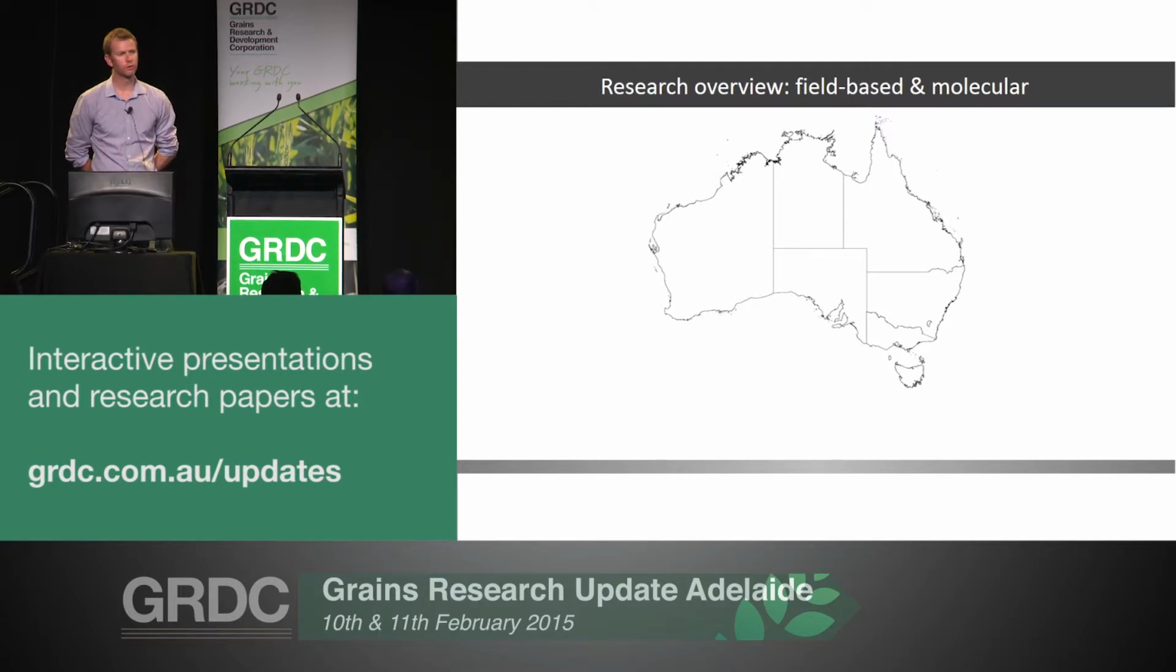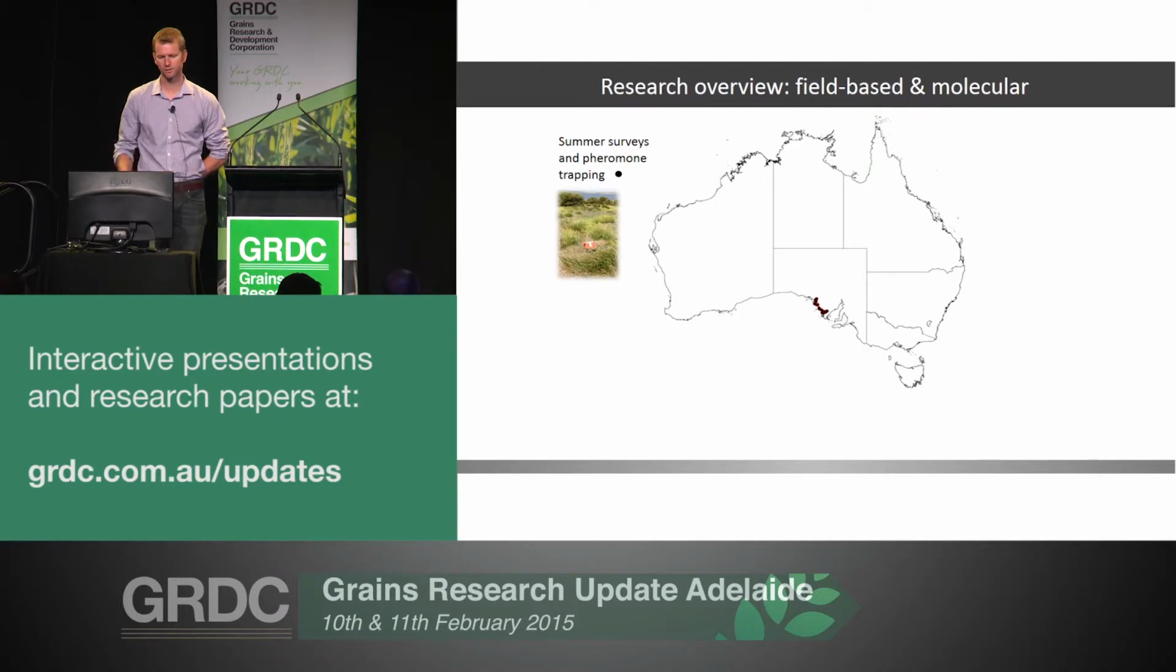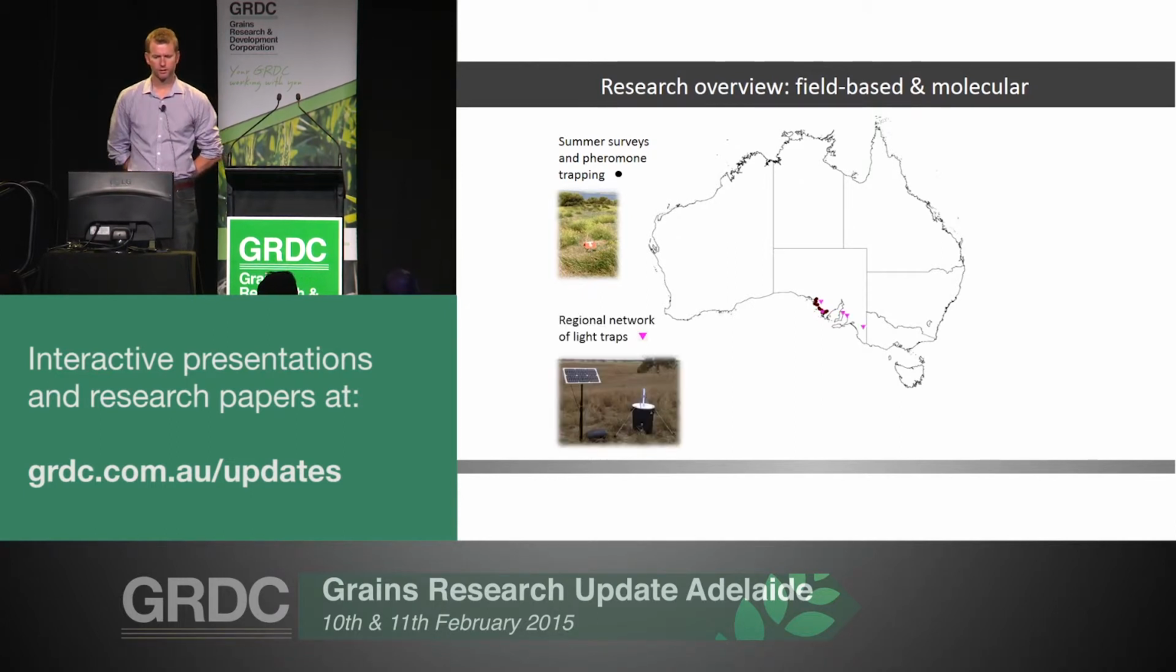So, summer surveys, I want to know where they're over-summering. The black dots are where I did some surveys on Eyre Peninsula last summer. A regional network of light traps has been established in South Australia, and those are collecting daily flight data, so I'm looking for large-scale migrations.